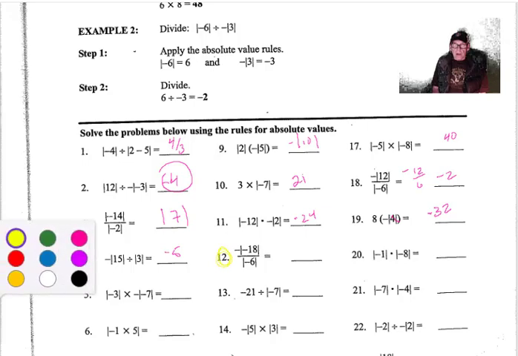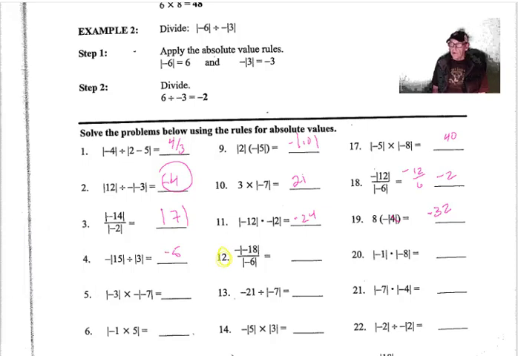Okay, let's look at number 20. A 1 times an 8 is an 8. A 3 times a 7 is a 21, but there's a negative sign involved, so it's going to be negative 21. A 21 plus 7 is going to be 14.